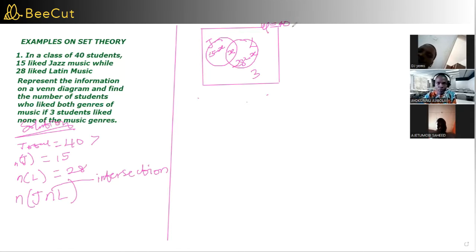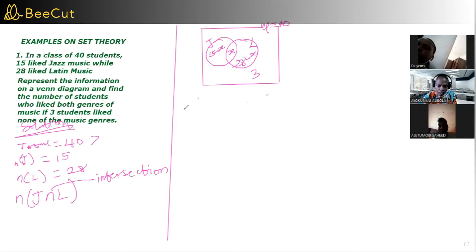My universal is 40. That means the addition of everything in the rectangle must give me 40. I repeat that. Universal is 40. That means the addition of everything in the rectangle must give me 40. What are the things I want to add? The 3, the 15, this x, this x, this x, the 28. So those are the things that must give me 40. And I must take note of the sign between each of the numbers.